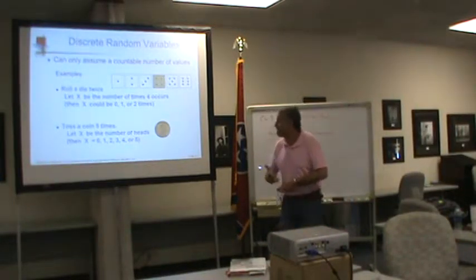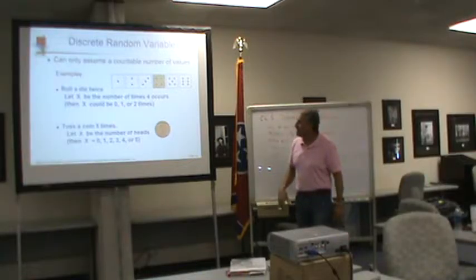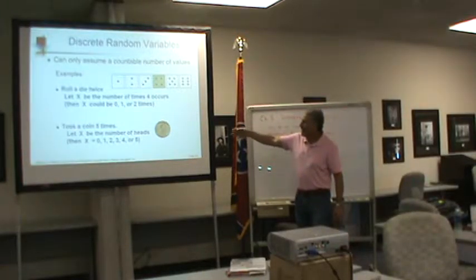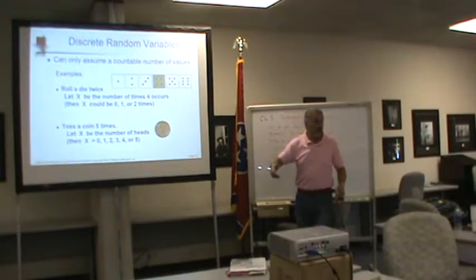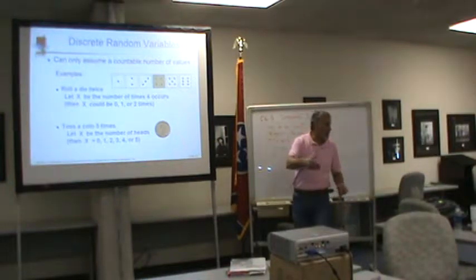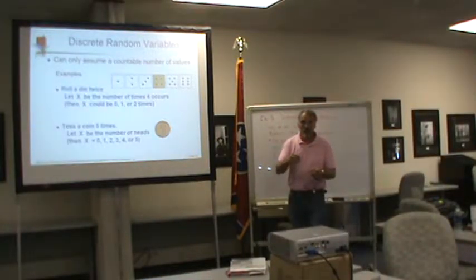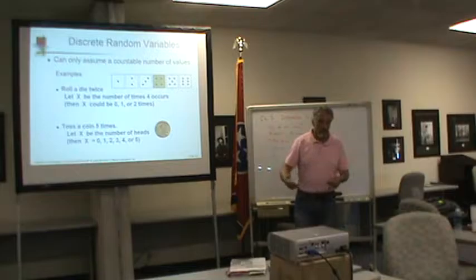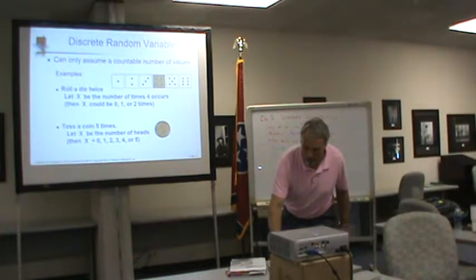So here are examples of discrete things. Roll a dice, how many times did you get a 4? Toss a coin, how many times do you get heads? Or an example later on in the graphs, how many times do you get a head and a tail, or something like that. So that's the kind of thing we'll be working with.